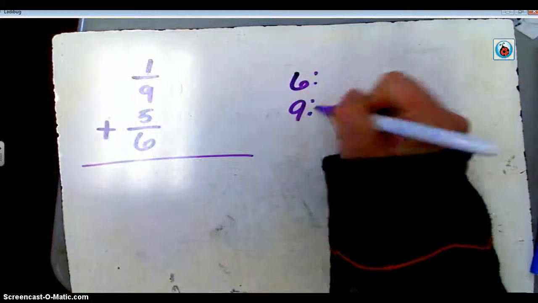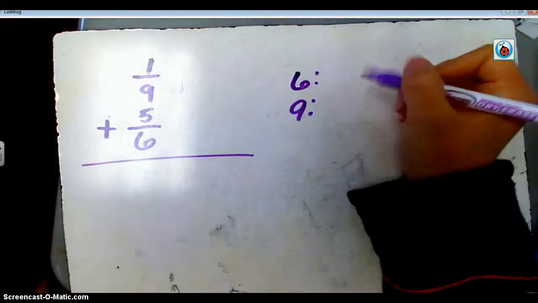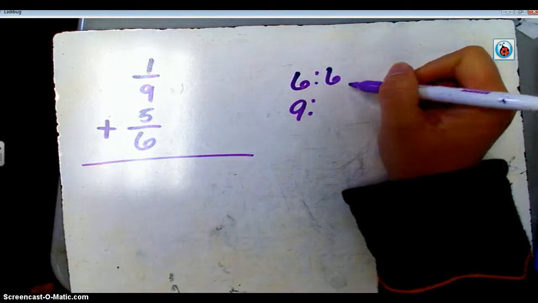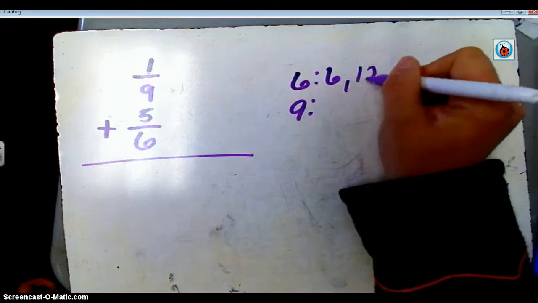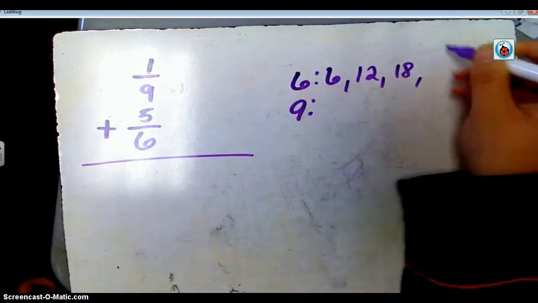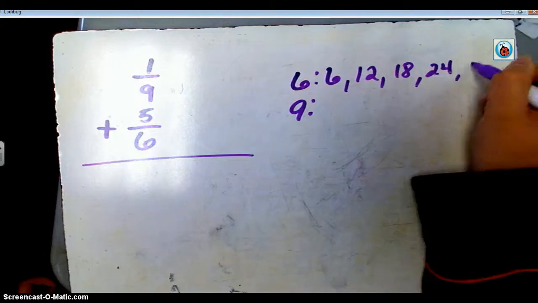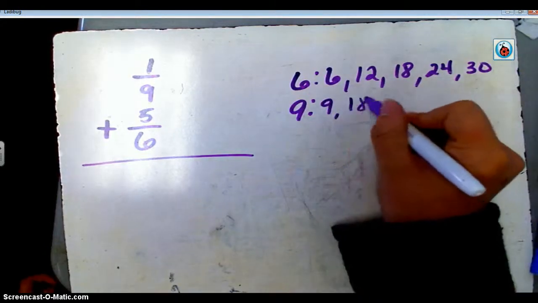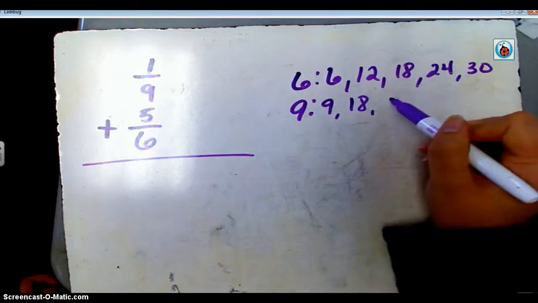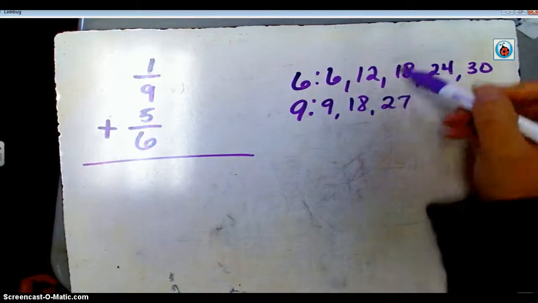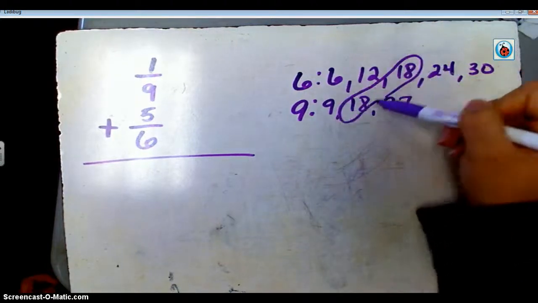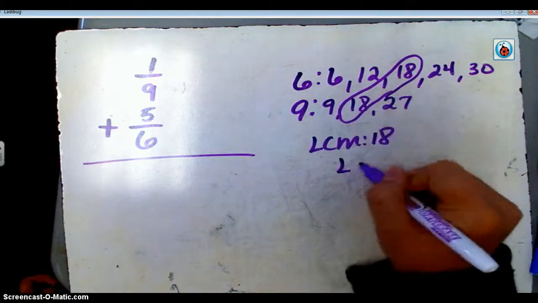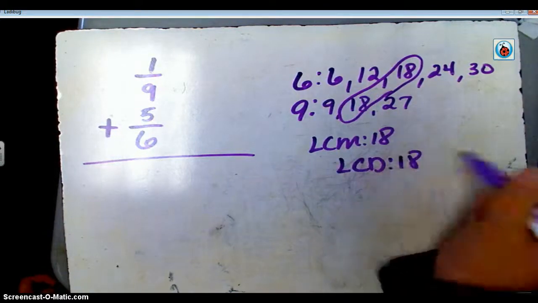6 and 9. What do we start with? 6. 6, 12, 18. Okay, let's do 9. 9, 18. We already have one. What is it? 18. Our least common multiple is 18, which means our least common denominator equals 18.